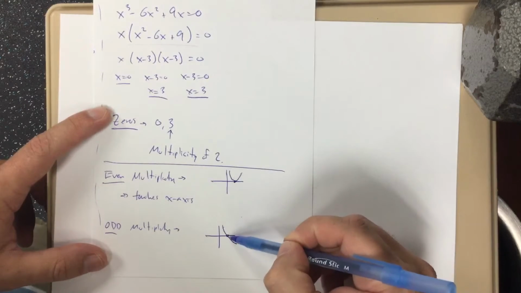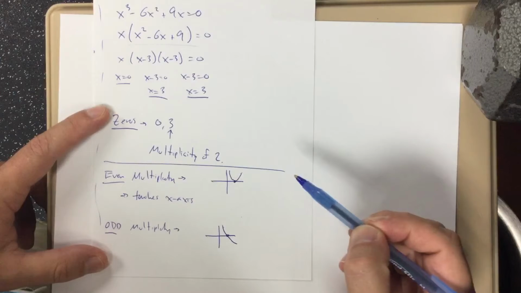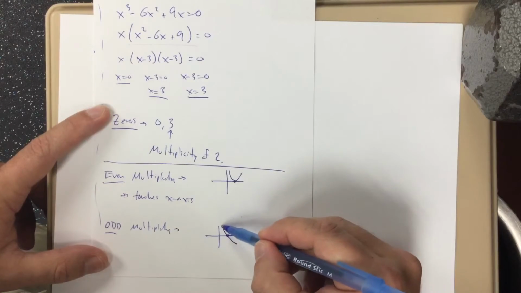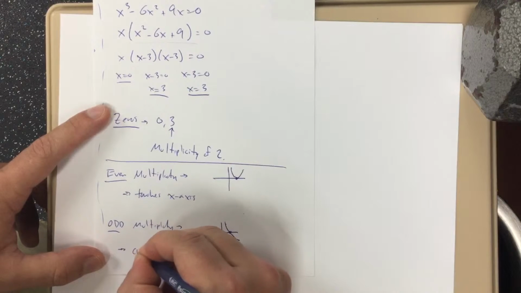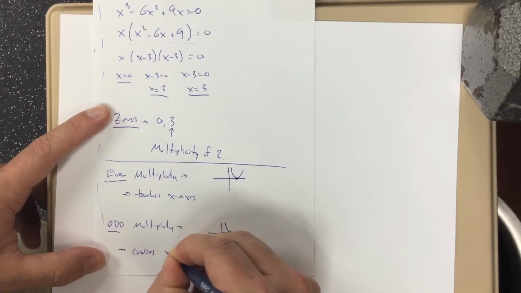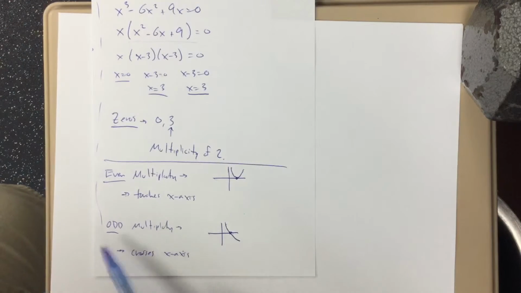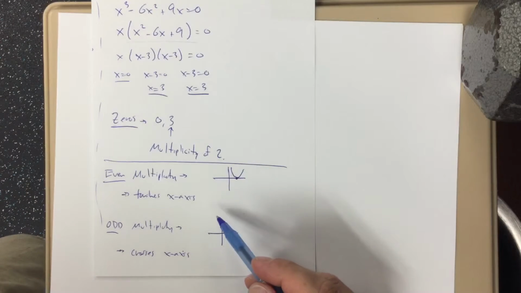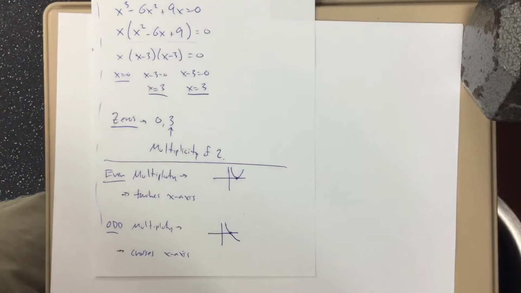They still touch the x-axis here, but with an even multiplicity, it touches it and bounces off. For an odd multiplicity, it goes right through it at that point. I'll say it crosses the x-axis. So even multiplicity, it bounces off. Odd multiplicity, it crosses through. Okay, and so here's what we can do with that.